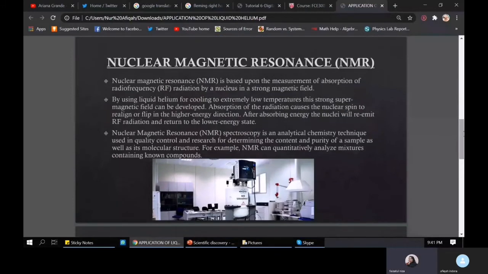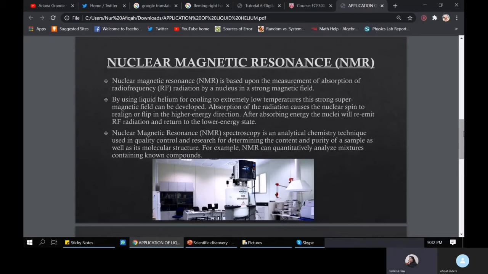Next, I will show you about nuclear magnetic resonance, or NMR. Usually it is used for research or in the laboratory for chemicals, determining the content and purity of a sample and its molecular structure. For example, NMR can quantitatively analyze mixtures containing known compounds.